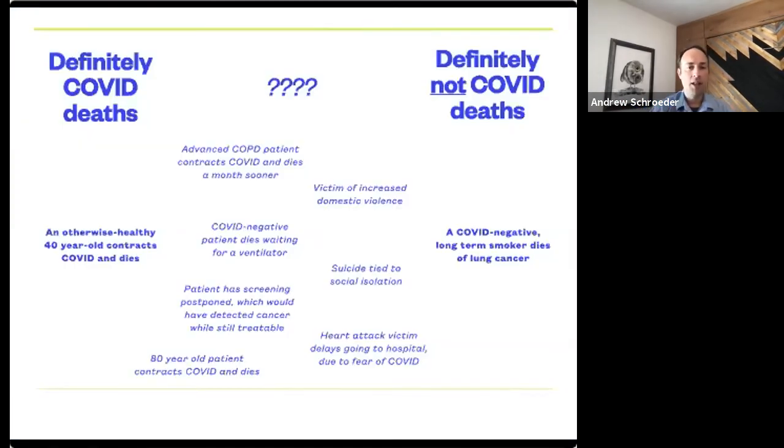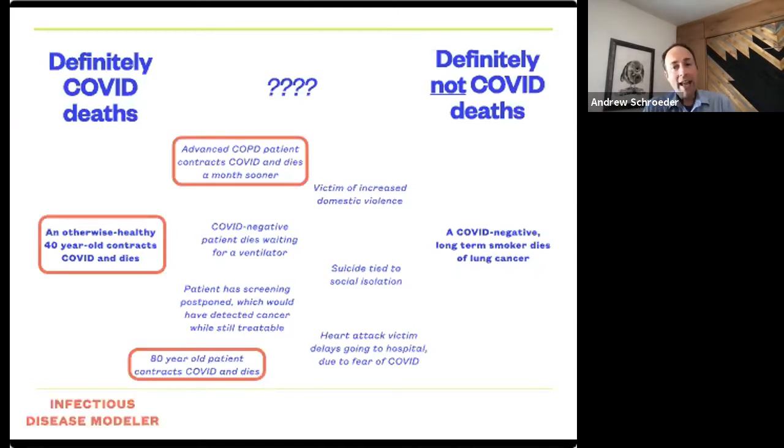So here's that same slide from earlier. And let's first imagine that you're an infectious disease specialist and you're modeling the spread of the coronavirus. Well, you're of course going to count the 40-year-old who contracts COVID and dies, and you're going to count the COPD patient, and you're going to count the 80-year-old patient, right? The reason you're going to count those people is they're infected by the virus and you're interested in the spread of the virus.